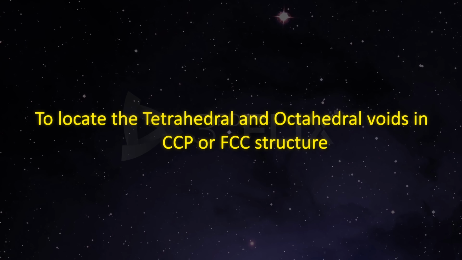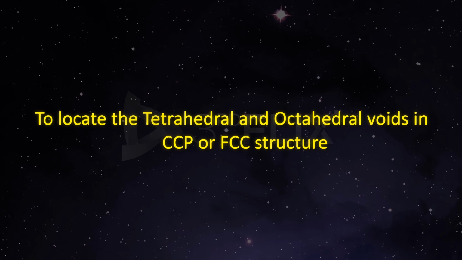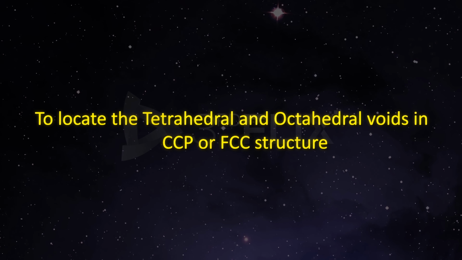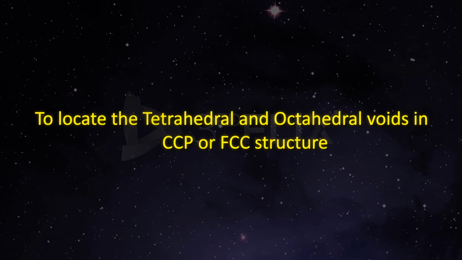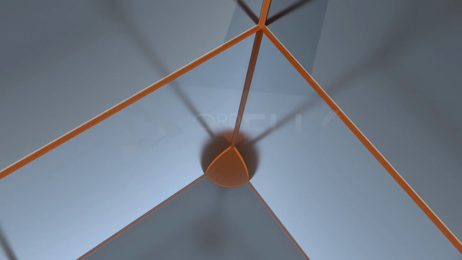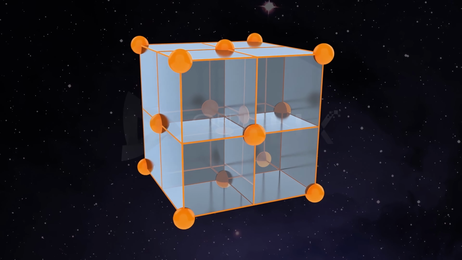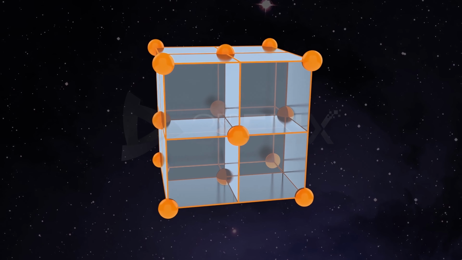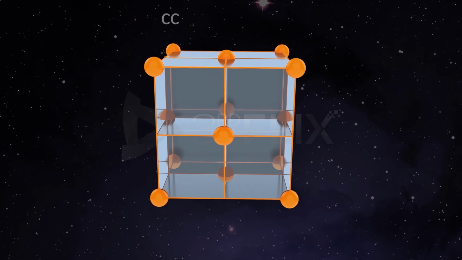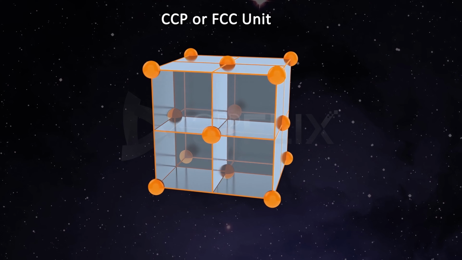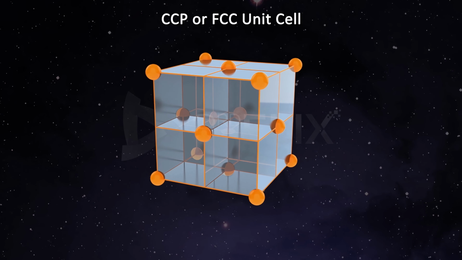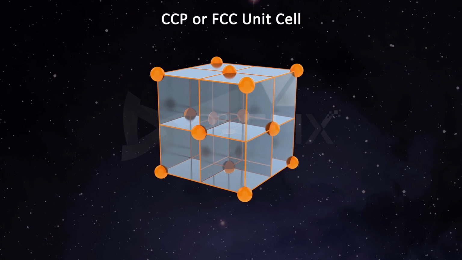Objective: to locate tetrahedral and octahedral voids in CCP or FCC structure. We already learnt the relation between voids and formula of a compound. Let's see how tetrahedral and octahedral voids can be located in a CCP or FCC structure.